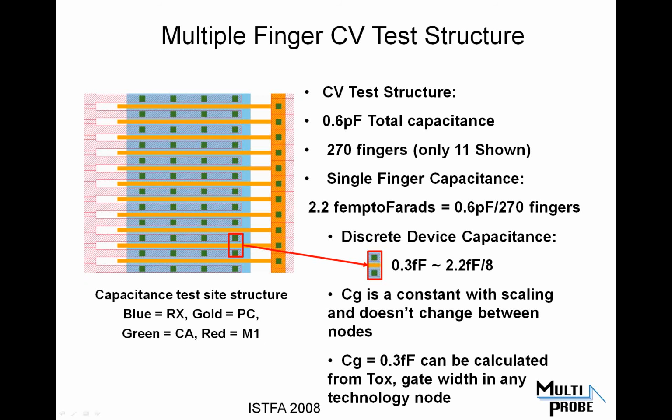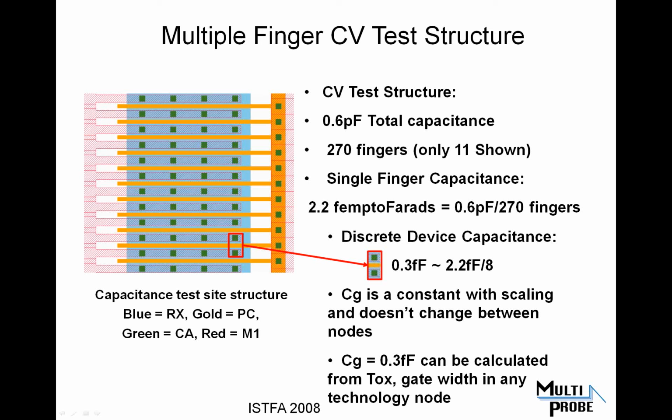And I've graphically displayed that for us here. So the CV test structure that you're seeing is actually the one that we ended up measuring for the paper to use as calibration. It has a capacitance of about 6/10 of a picofarad, or 600 femtofarads. There's 270 fingers in it. Only 11 are shown in this image, and if you divide that out, you get about 2.2 femtofarads per finger. That compared with a discrete device is even larger still.